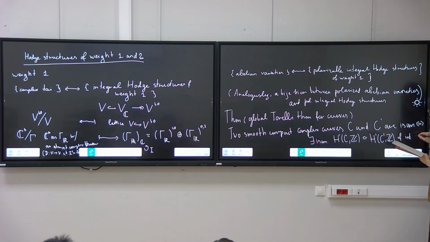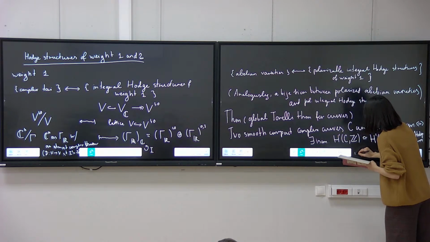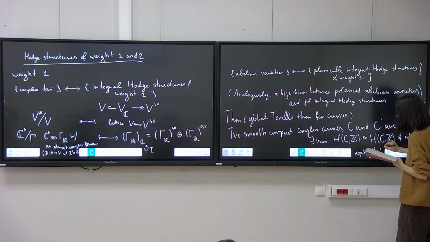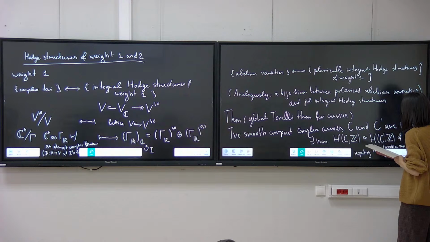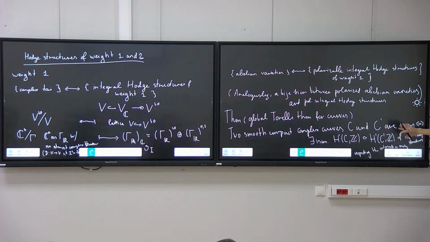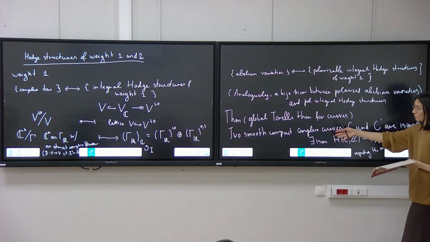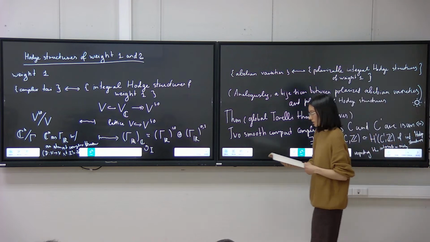of integral Hodge structures respecting the intersection pairing. So this is just a statement. We will not prove it. We will try to prove an analogous statement for K3 surfaces later. But now I just wanted to formulate this theorem because this is a very nice and classical statement.